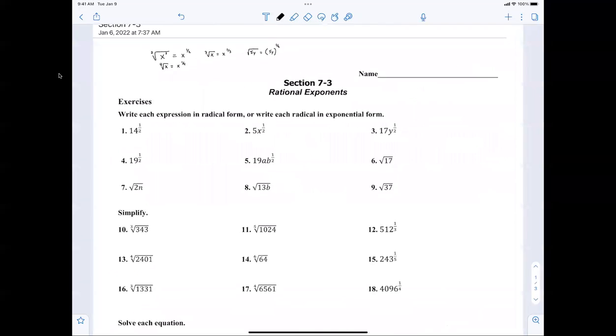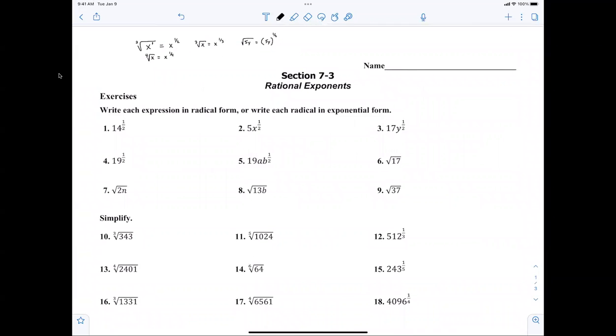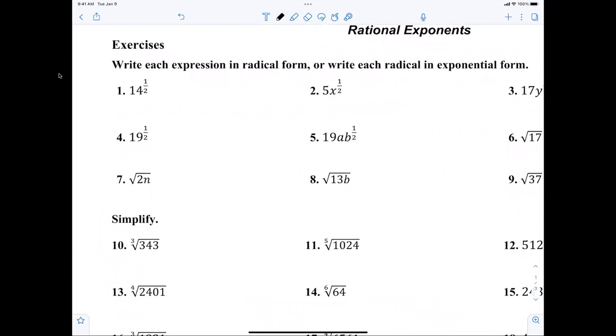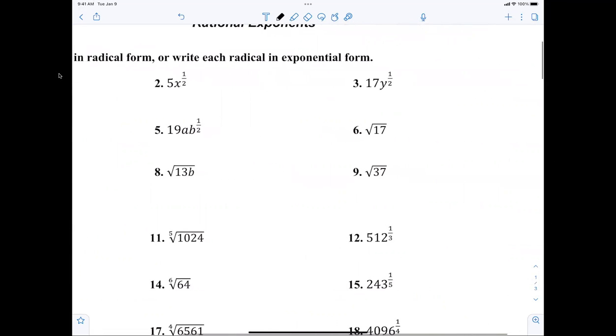Again, we'll do the odds today. So 14 to the 1/2 is the same as what? Square root of 14. That's it. That's all there is to it. Square root of 14. Now, everybody look at number 3. Thank you, Ashley. Everybody look at number 3. Is 17 part of the square root?